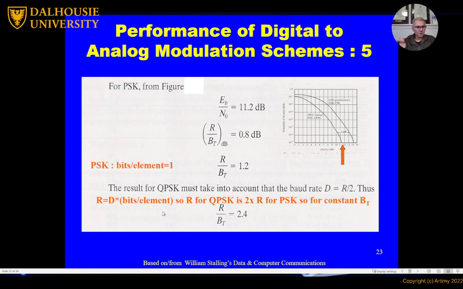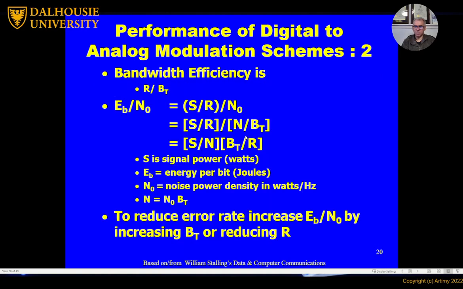Actually, we get the rate that corresponds to the same bandwidth is much higher. I think earlier I said it's worse. It's actually better because we are increasing the rate, so we want more bit rate. So for quadratic phase shift keying, the rate to the bandwidth is 2.4. It's twice as much as the rate to the bandwidth here, right? We want more bits transmitted for the same amount of bandwidth. I don't know why I said earlier that was worse.